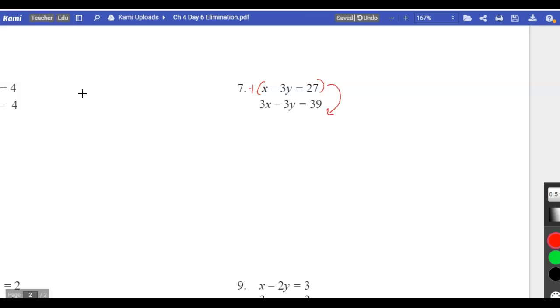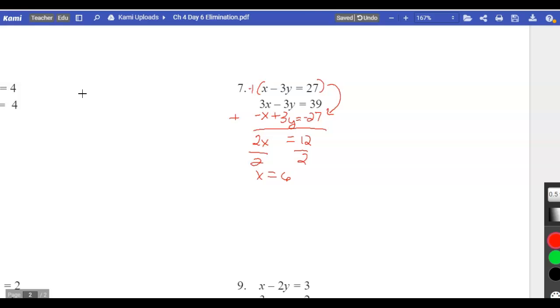So that's just going to rewrite this equation. I'm just going to rewrite it here. I now have negative x plus 3y equals negative 27. So I just rewrote that equation. So now we're going to add everything together. So 3x and a negative x adds to get 2x. My y's all cancel. 39 and negative 27 combine to get 12. Divide by 2. X equals 6.